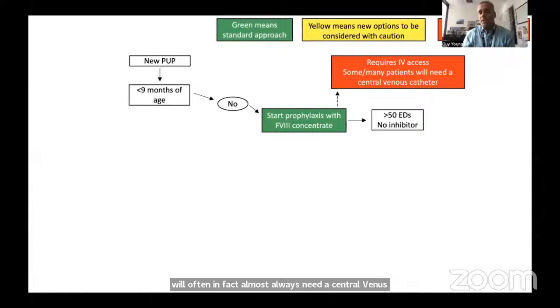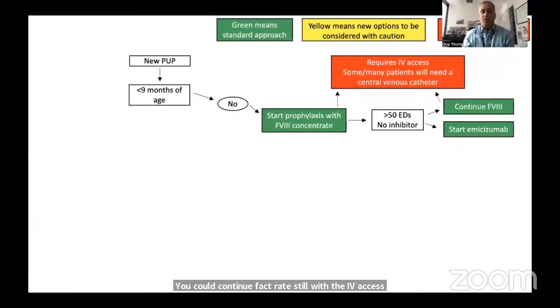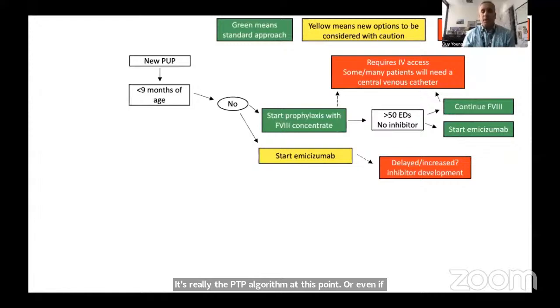Once they reach 50 exposure days, they're not really a PUP, they don't have an inhibitor, you can continue factor VIII, still with the IV access issues, or at this point you can start emicizumab. It's really the PTP algorithm at this point. Or even if they're older than 9 months, like the example I just gave you before, you could start emicizumab in this patient, even without any factor VIII.